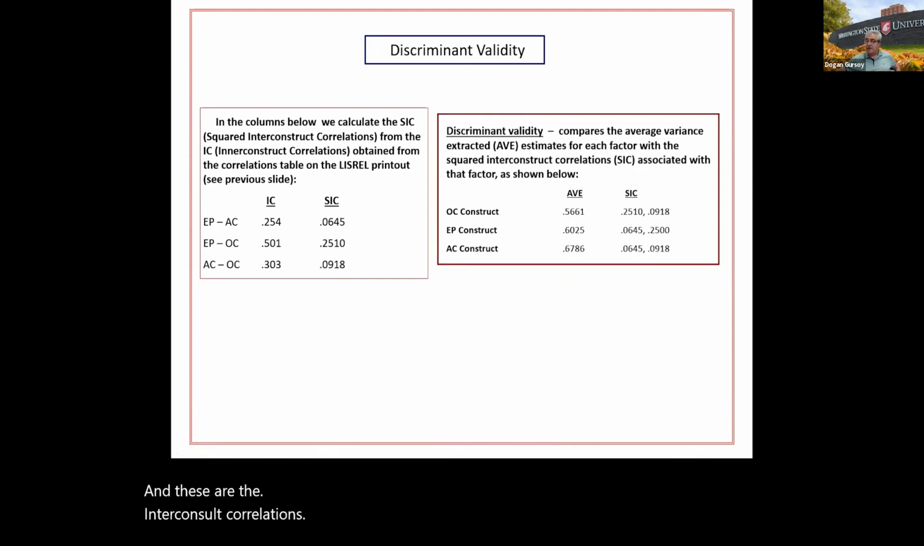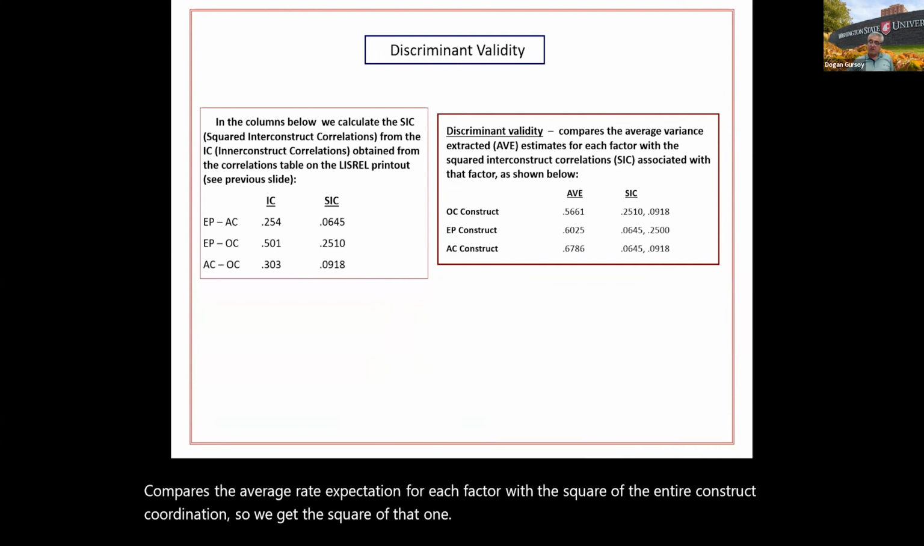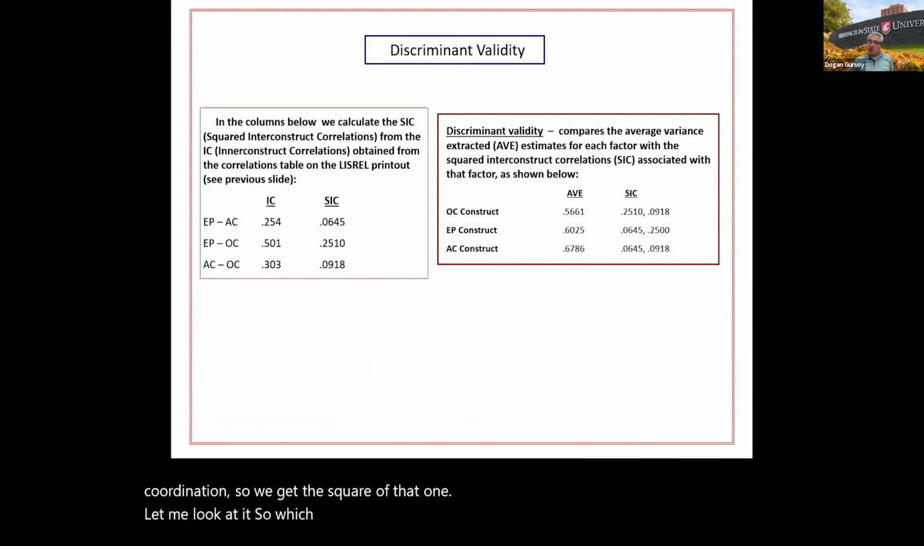And then we have the AV scores. This compares the average variance extracted estimate for each factor with the squared interconstruct correlation. So we get the square of that one. Then we look at it. Which one is higher? Your AV score should be higher than your interconstruct correlation. Yes.